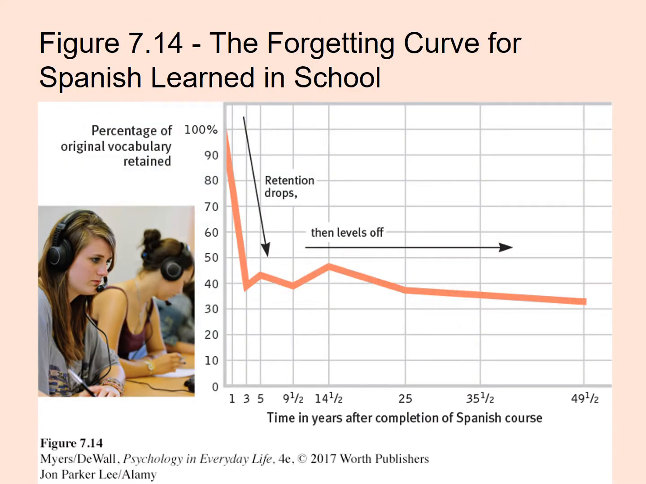So here's a forgetting curve for Spanish learned in school. Time in years after completion of a Spanish course goes along from left to right, and the percentage of original vocabulary retained goes up from 0 to 100%. Compared with people just completing a Spanish course, those 3 years out of the course remembered much less on a vocabulary recognition test. Compared with the 3-year group, however, those who studied Spanish even longer ago did not forget much more. So it sort of levels off. That's the storage decay.